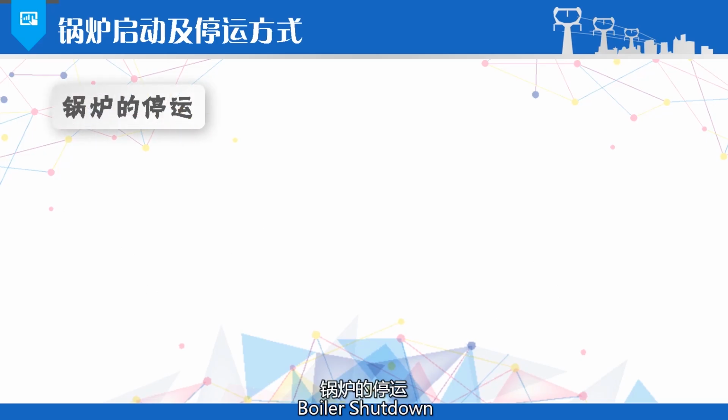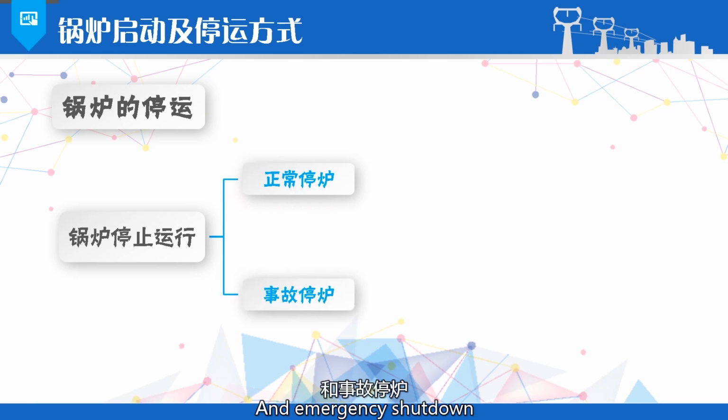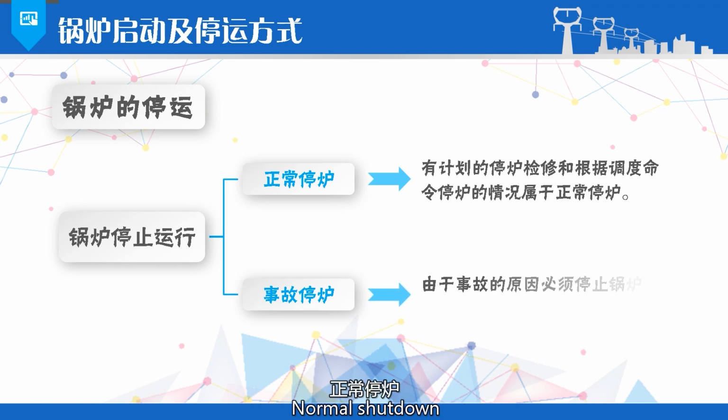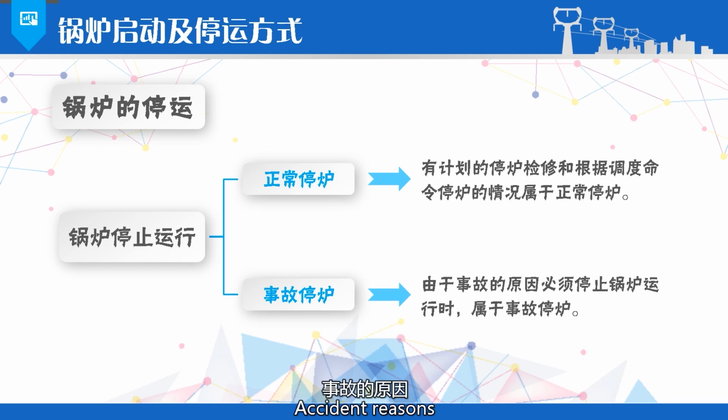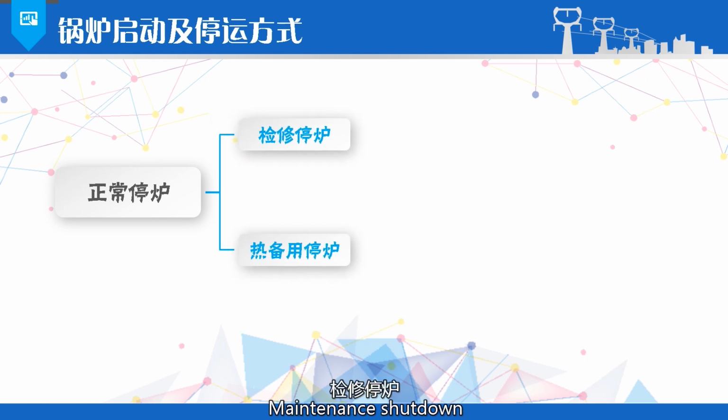2. Boiler shutdown. Boiler shutdown is generally divided into two situations: normal shutdown and emergency shutdown. Planned boiler maintenance shutdown and shutdowns according to dispatch orders fall under normal shutdown. Due to accident reasons, when it is necessary to stop boiler operation, it is considered emergency shutdown. Normal shutdown is further divided into maintenance shutdown and hot standby shutdown.